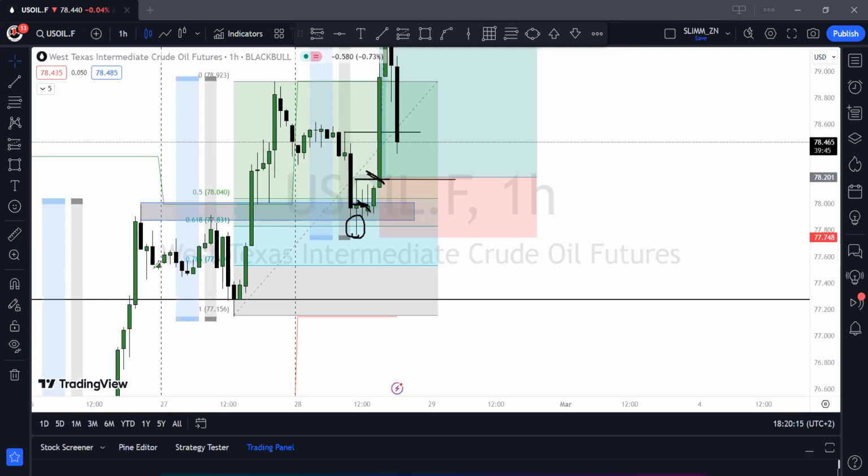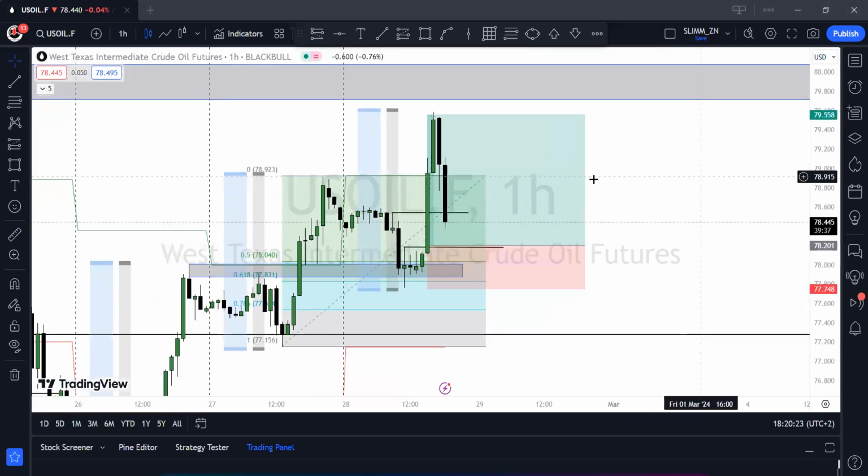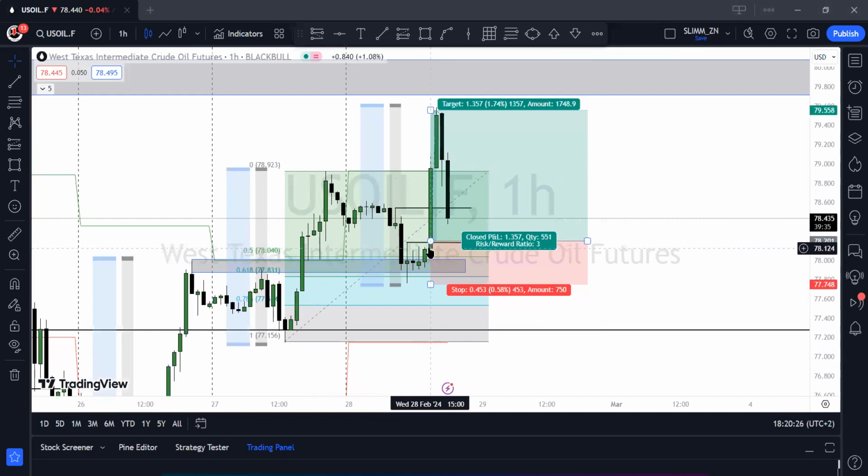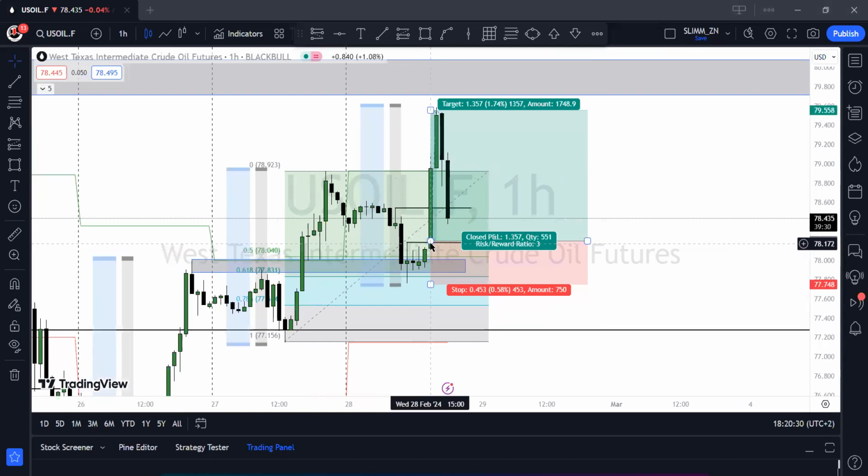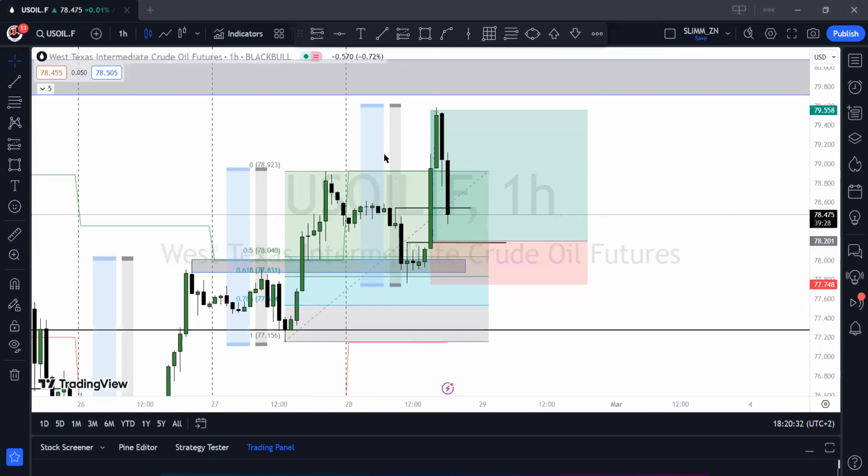So there were actually multiple entry chances to get into the setup. And this was a London session trade. So this happened in the morning around 11, but the momentum came in around 3 at the open of the New York session. That's when the momentum was pumped into the market and price came all the way up straight to TP in just 2 hours.